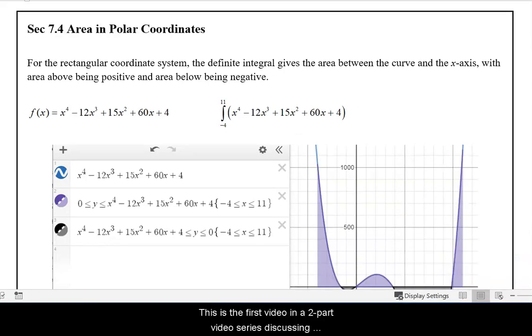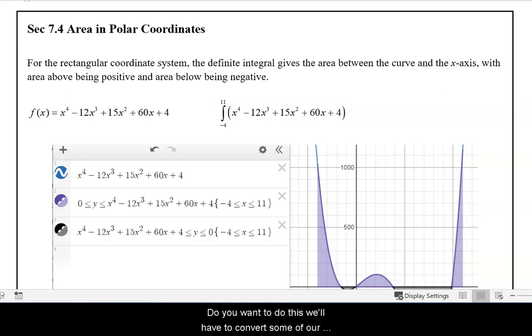This is the first video in a two-part video series discussing polar coordinates and calculus. In other words, how can we compute the area inside of a polar graph or find the arc length of a polar graph? This requires calculus, of course, as we've seen before.